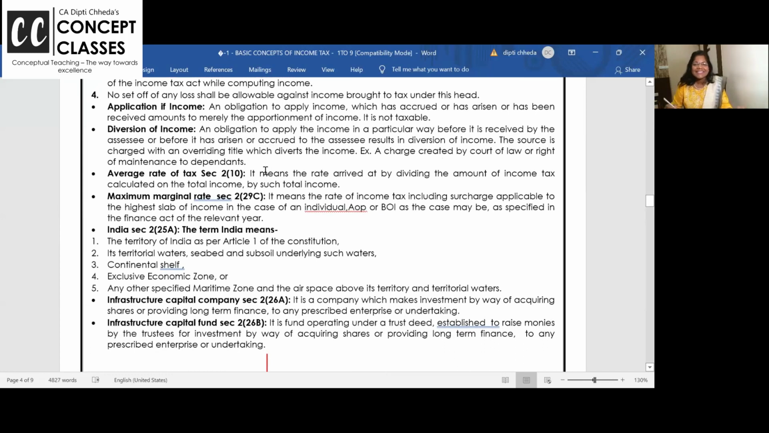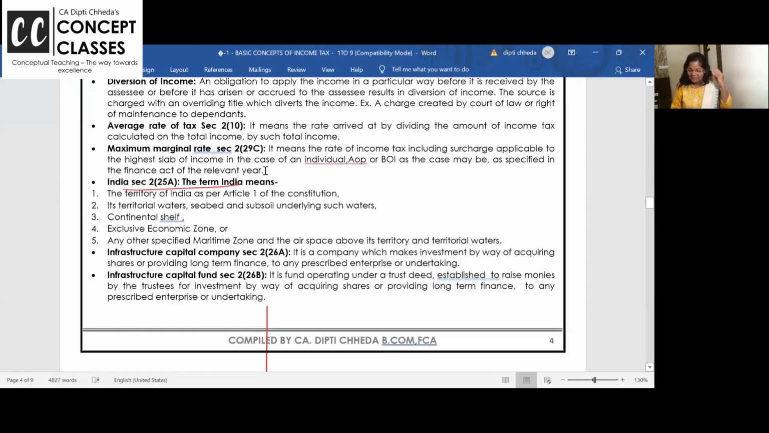Look at this. Income tax is so beautiful. India को भी define कर दिया. चलो ये एक डेफिनेशन पढ़ते हैं. हाँ, what is the definition of India? Territory of India, territorial waters, seabed, subsoil, continental shelf, maritime, all this. मतलब you know, हवा में बिजनेस करो तो भी इंडिया टैक्सेबल, पानी में बिजनेस करो, what do you call that, scuba diving and all.